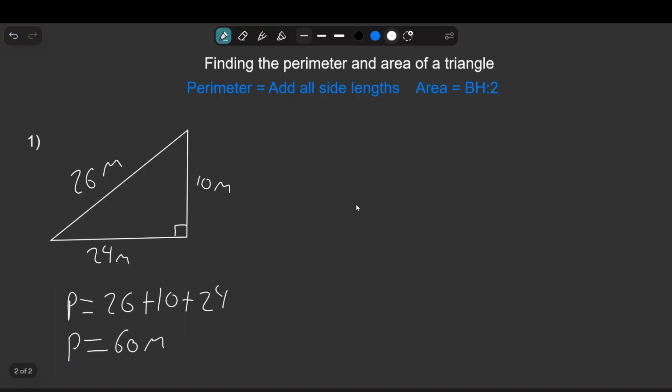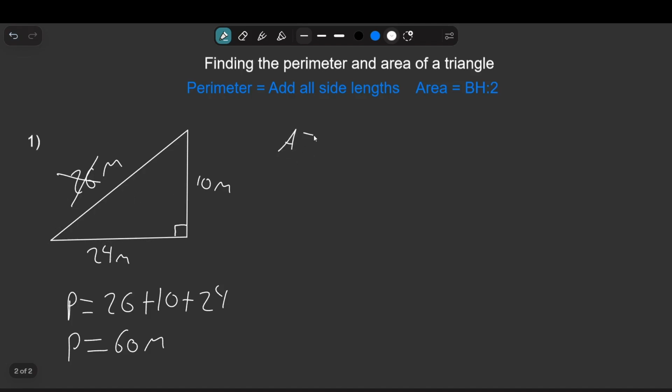So now let's go over to the area. The area equals base times height divided by 2. We have 3 side lengths here, and we need the base and the height. One of the 3 we're not going to use, and it is this one, so we can cross it out, and we're going to use these 2. The base of the triangle is 24.